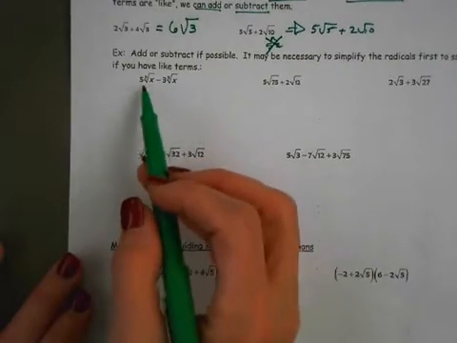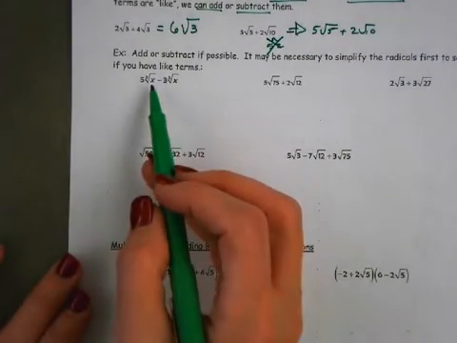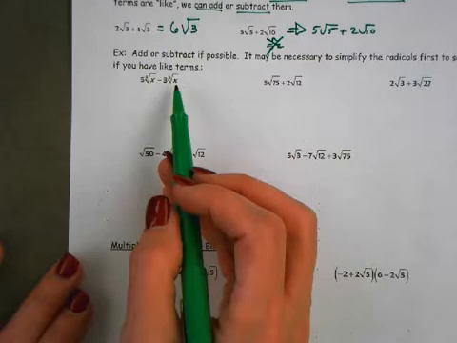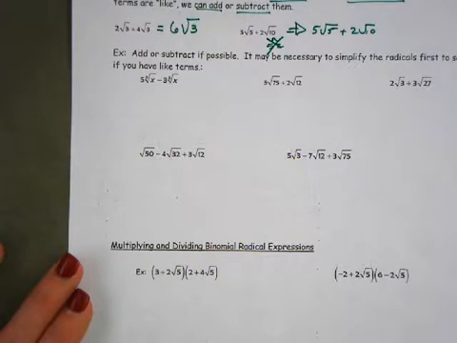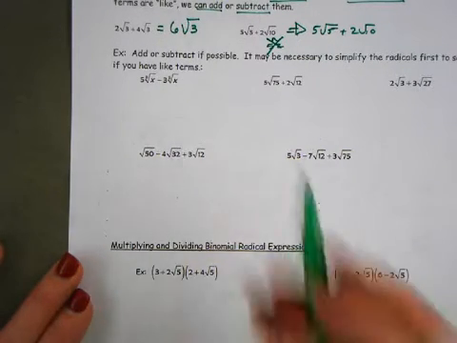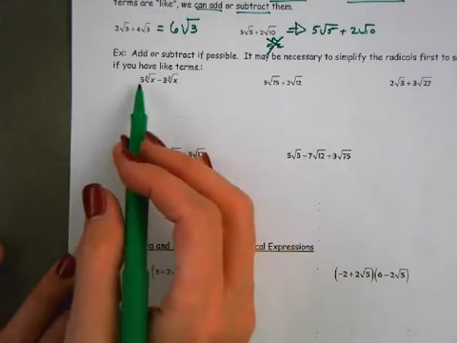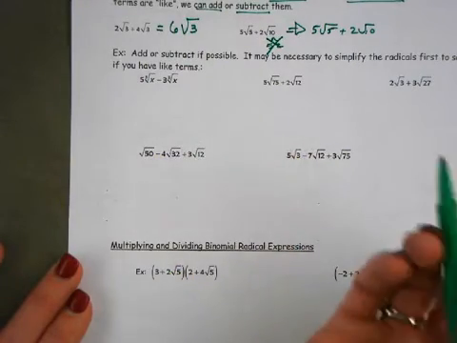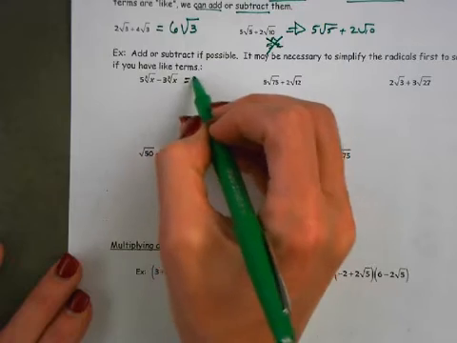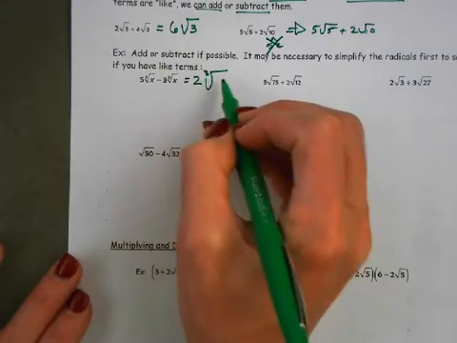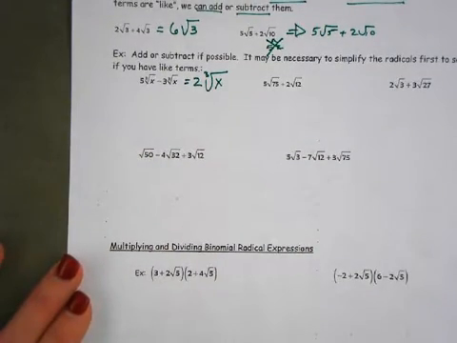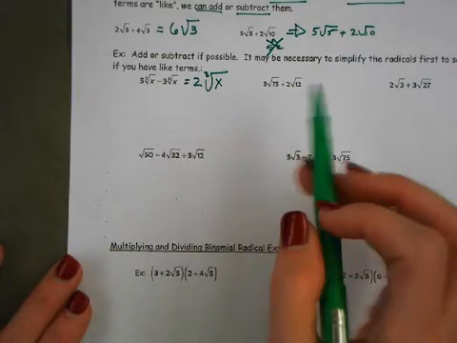Okay. So now, let's look at some examples. So we have 5 cube roots of x minus 3 cube roots of x. Are the index and the radicand the same? They are, so I can subtract them. So 5 minus 3 becomes what? 2. So I have 2 cube roots of x. So again, the only thing that changes is the coefficient. Okay?